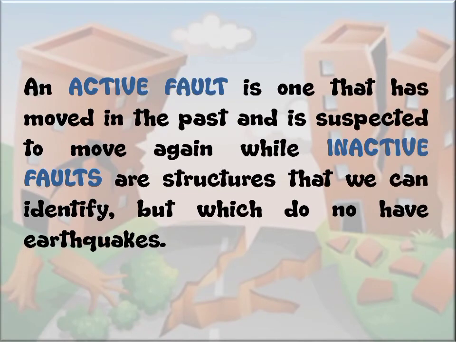There are also what we call active and inactive faults. An active fault is one that has moved in the past and is suspected to move again. The places where these faults are located are earthquake-prone areas because of their ability to move again. Inactive faults, on the other hand, are structures that we can identify but which do not have earthquakes. These faults are just cracks and will not move.